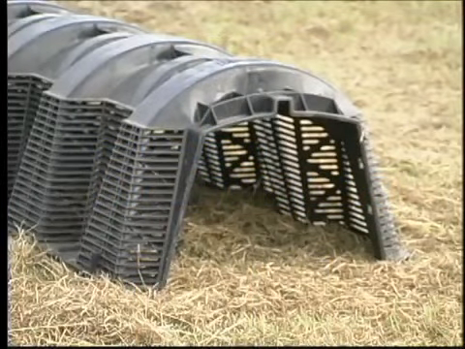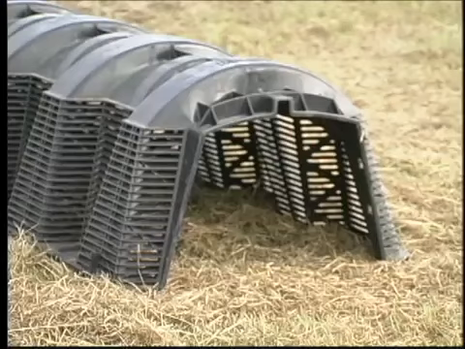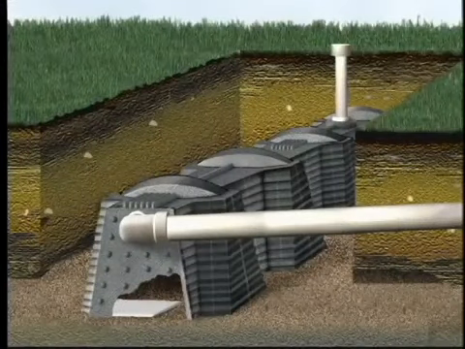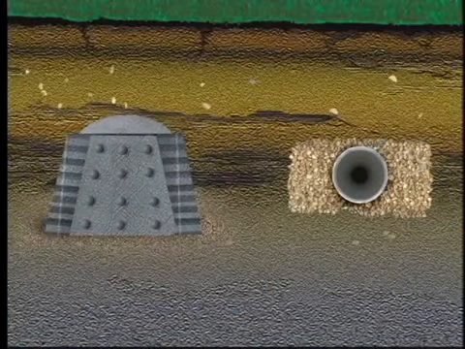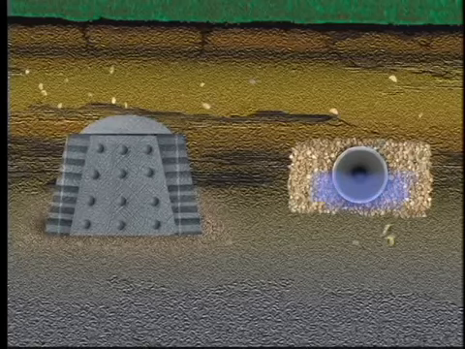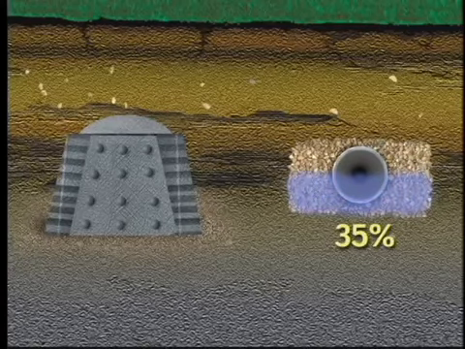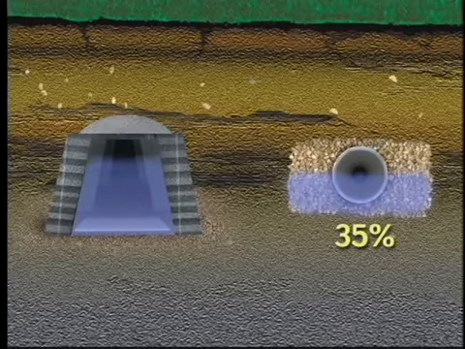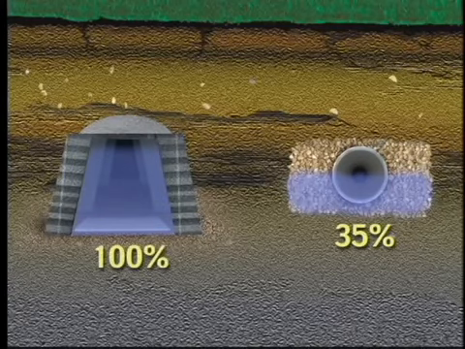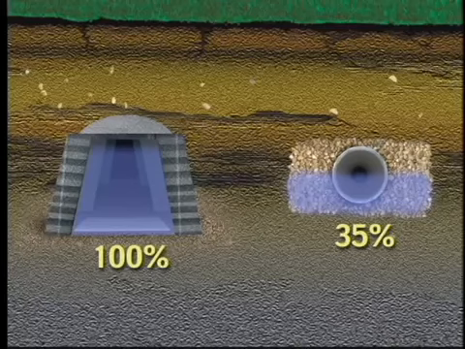Leaching chambers are an alternative to pipe and gravel systems. A hard plastic dome serves as a reservoir, holding wastewater until it can be moved into the surrounding soil. These chambers have greater storage capacity than gravel-filled systems, which provide only 35% of the trench volume for water storage. In contrast, the dome is completely opened and 100% of its open volume can hold wastewater.